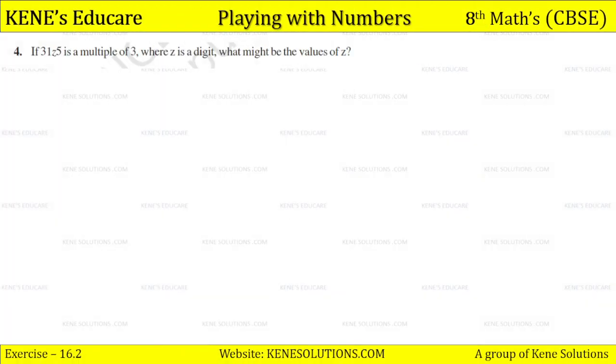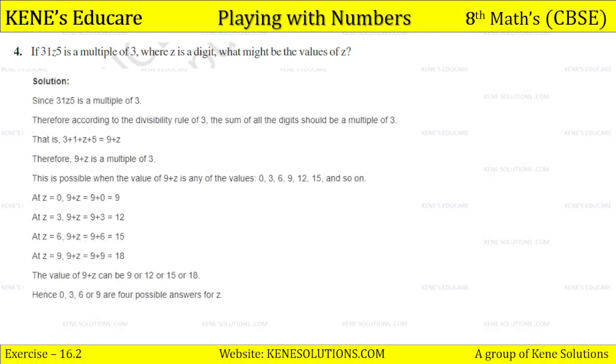Question number 4. If 31z5 is a multiple of 3 where z is the digit, what might be the value of z? Since 31z5 is a multiple of 3, therefore according to the divisibility rule of 3, the sum of all the digits should be a multiple of 3. Therefore 3 plus 1 plus z plus 5 is equal to 9 plus z, and therefore 9 plus z is a multiple of 3. That is possible when 9 plus z is any of the values 0, 3, 6, 9, 12, 15 and so on.